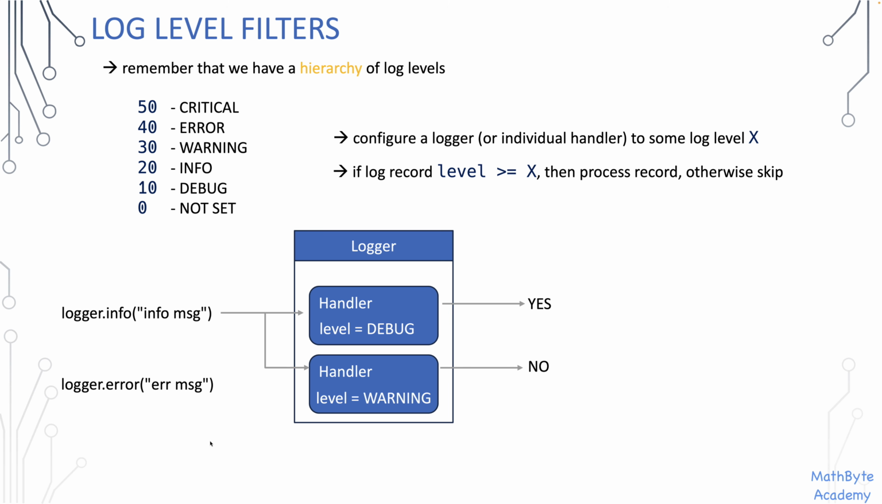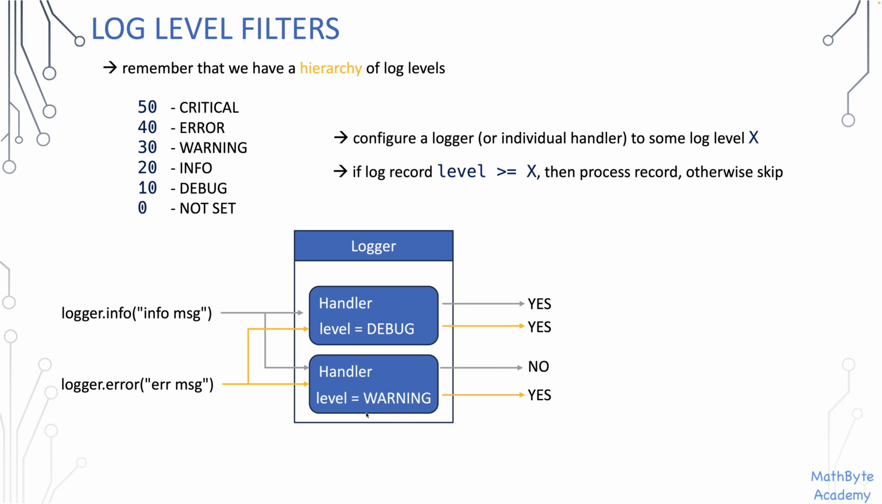Let's say we have logger.error. Let's say we're sending an error level. Well, when we send that, the logger will send it to the handler. Its level is debug. Error is higher than debug, so it is going to output the record. When we send it to the warning one, well, error is higher than warning, so it is also going to output the log record.